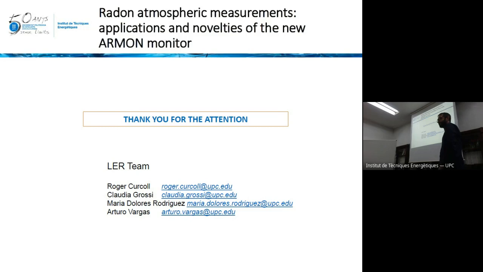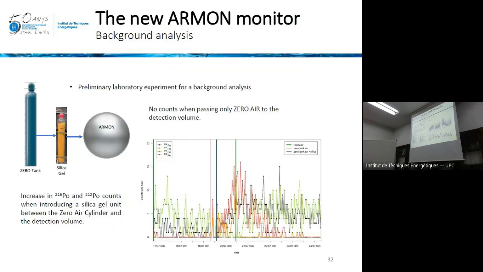Thank you for the presentation. Among different things for improvement of the ARMON detector, you mentioned that you managed to achieve, if I understood well, a better distribution of the electric field, electrostatic field inside the sphere. Could you explain some details of what exactly you have improved and how?